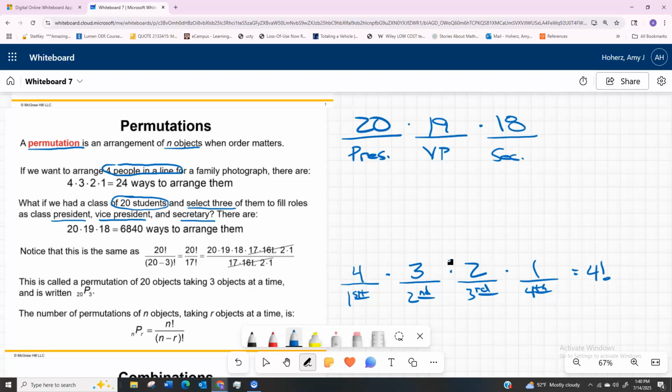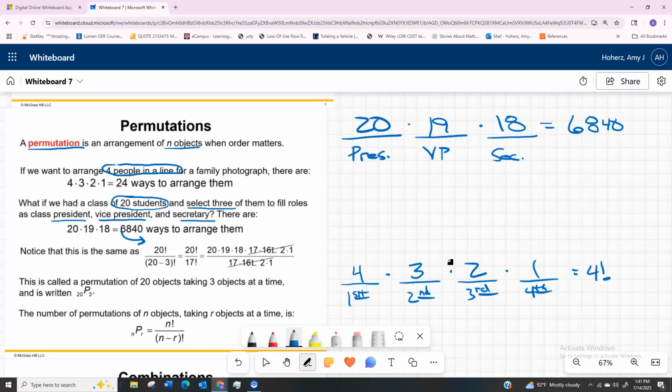Now, if you multiply 20 times 19 times 18, that's 6,840 ways to fill those 3 seats in just a class of 20 students. Kind of unbelievable. Now, this is where we're going to lead into how we calculate a permutation.